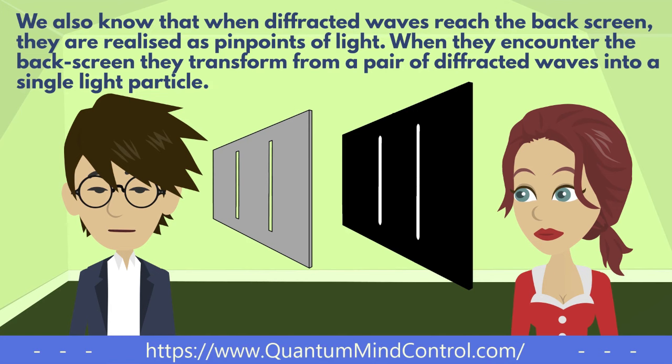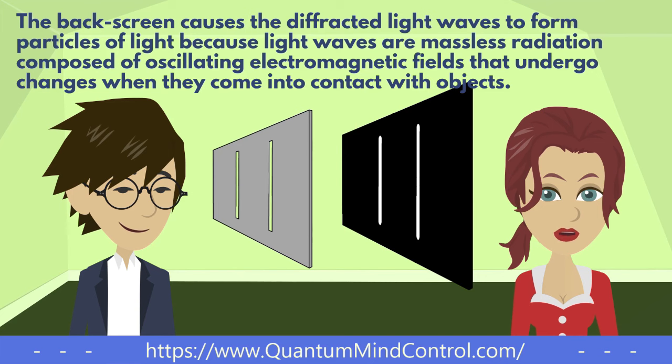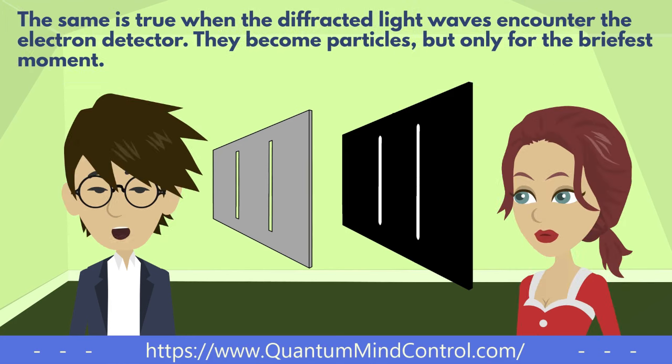particle. The back screen causes the diffracted light waves to form particles of light, because light waves are massless radiation, composed of oscillating electromagnetic fields that undergo changes when they come into contact with objects. The same is true when the diffracted light waves encounter the electron detector. They become particles, but only for the briefest moment.